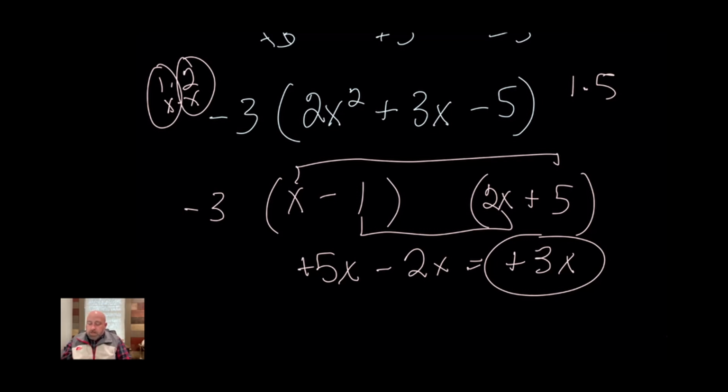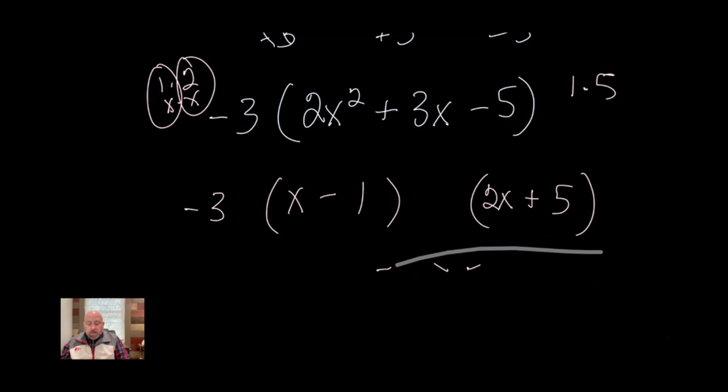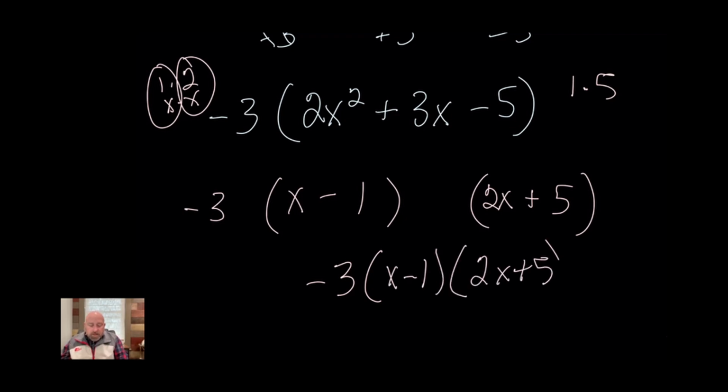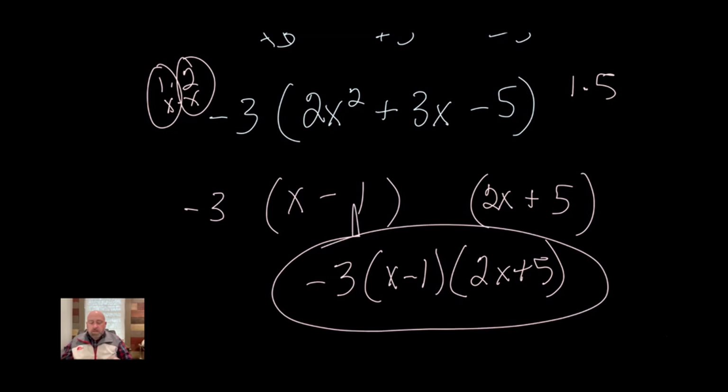Let me erase this quick so you can see it and get rid of these down here. Now, don't forget, this is also part of your answer right here, this -3. So if we want to rewrite this and crunch it together, it would look like -3 times x minus 1 times 2x plus 5. And that would be my answer on that one. Okay, so again, it's a big puzzle, and you just keep connecting the puzzle pieces until you get it to lock into place, and you're like, oh, there it is, done.